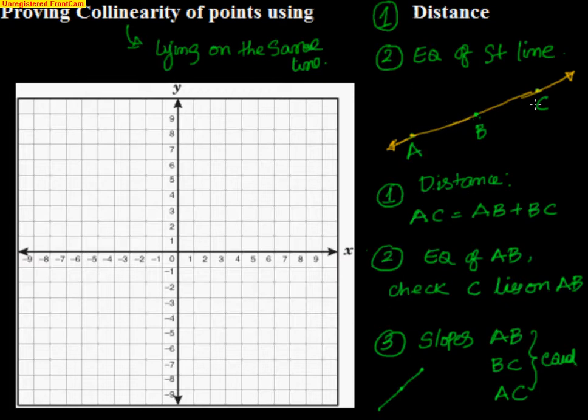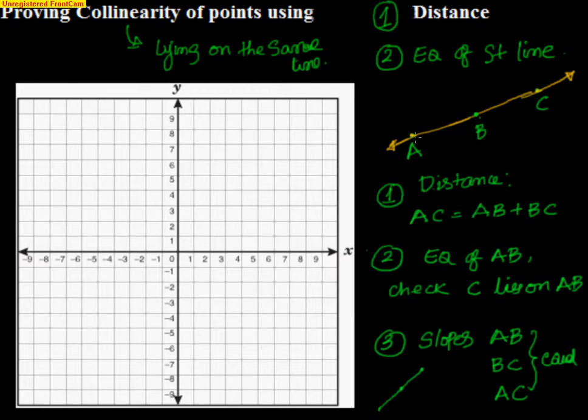First is the distance method, because we are currently working with straight lines. We know the distance between 2 points, so you can check that the distance between one pair of points is equal to the sum of the distances between the remaining pairs. Second, you can find the equation of the straight line, either AB or BC or AC, any 2 of the 3 points, and create an equation. Then check whether the remaining point lies on that equation or not.